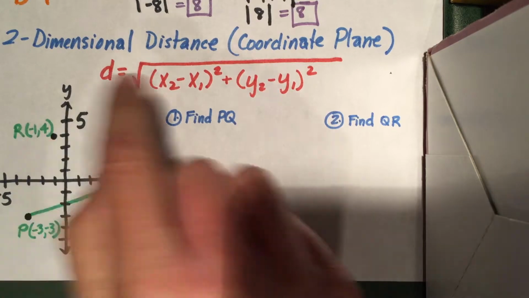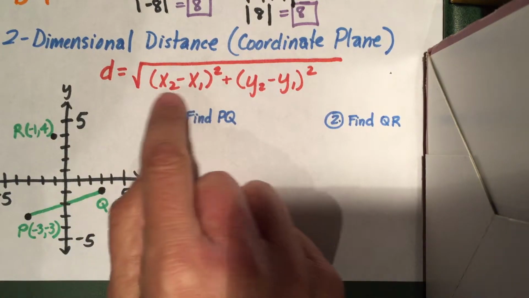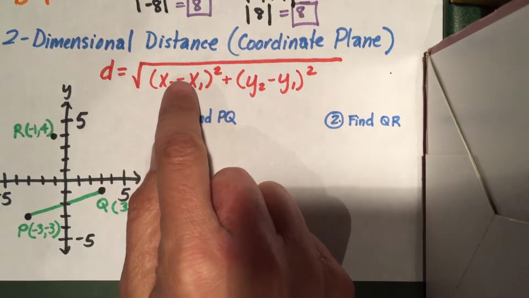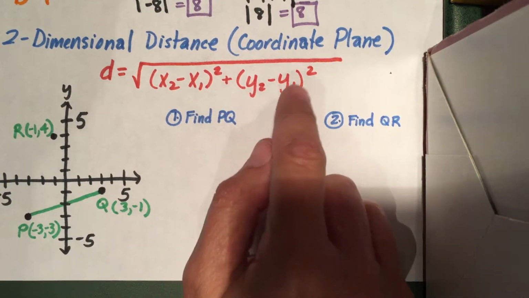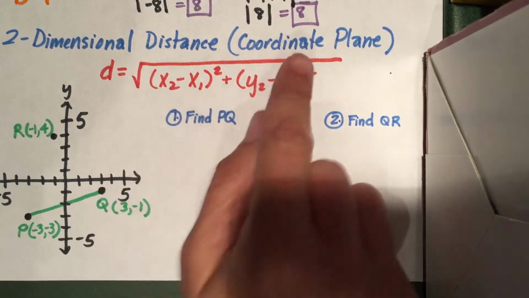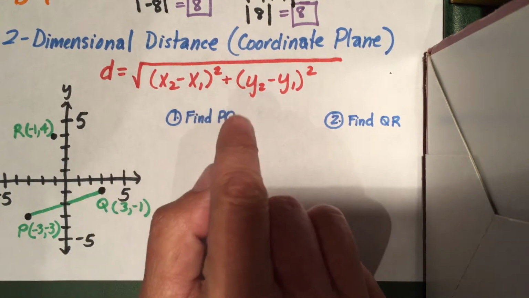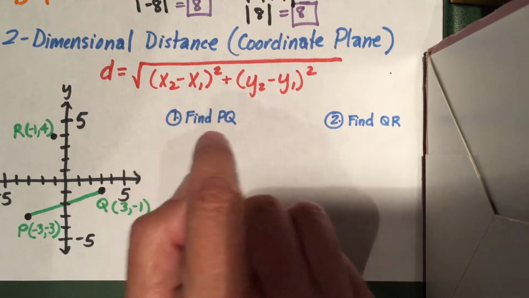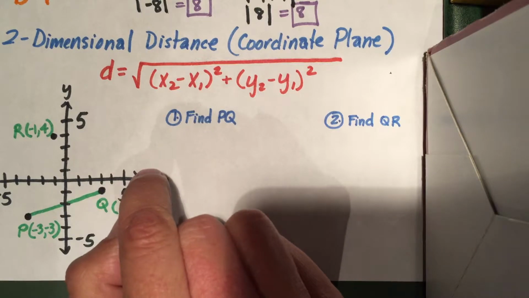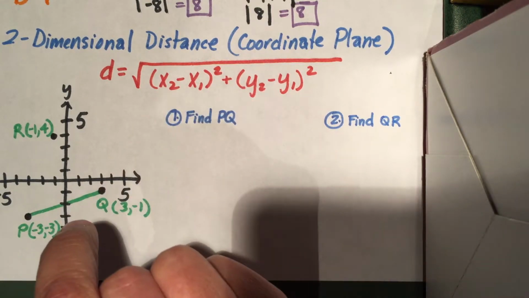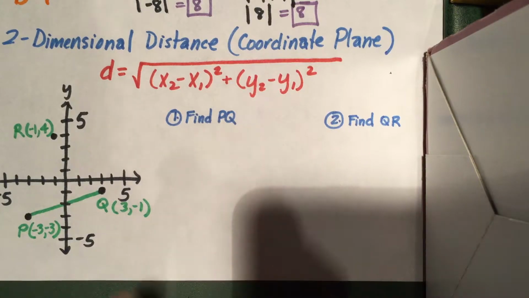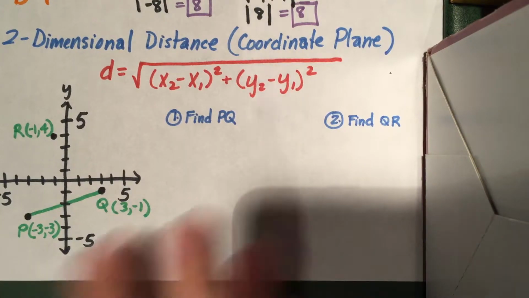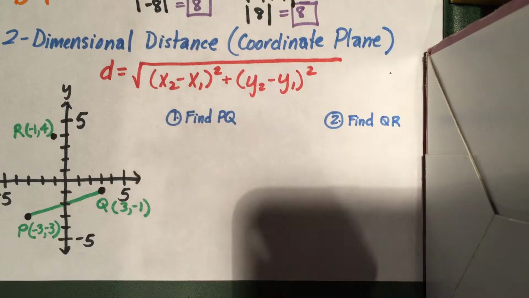The distance equals the square root of the difference of the x-coordinates, there's that word again, difference, subtraction, squared, plus the difference of the y-coordinates, squared, and then the square root of that. So I'm going to find the distance using the distance formula, and then I'm going to show you another method we can use where the distance formula actually comes from. So let's find PQ first. So I want to find PQ. I'm going to use my distance formula.